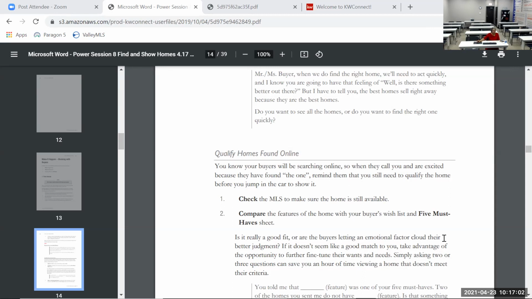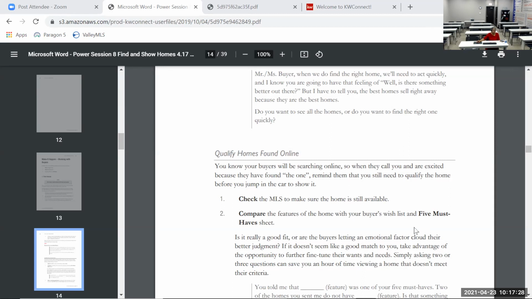Okay, check the MLS to make sure the home is still available. I always call the agent and ask them, is the home still available, or do they have any offers on it, and that kind of stuff. Do I have time to go and show it? My buyers are not available to go see it until tomorrow morning. Do I still have time to go and show the home, or are you under contract? Always communicate with the listing agent.